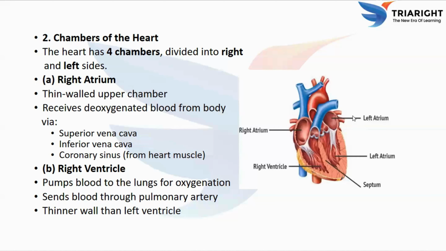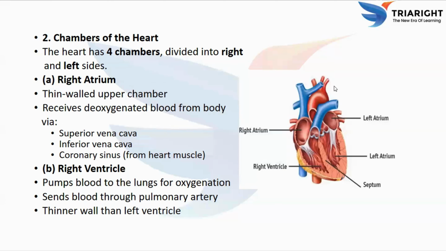So what are the functions of the right ventricle? It pumps the blood to the lungs to pick up the oxygen. It sends the blood through the pulmonary artery. It has thinner walls than the left ventricle, because it only pumps blood to the nearby lungs, not the whole body. So you have to think of the right ventricle as a delivery pump sending blood to the lungs.